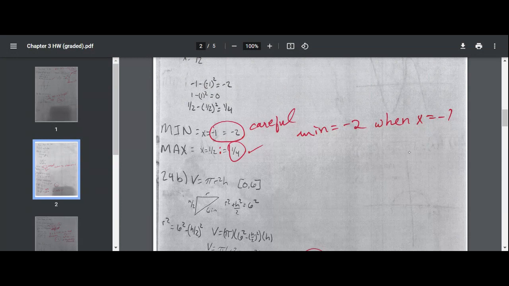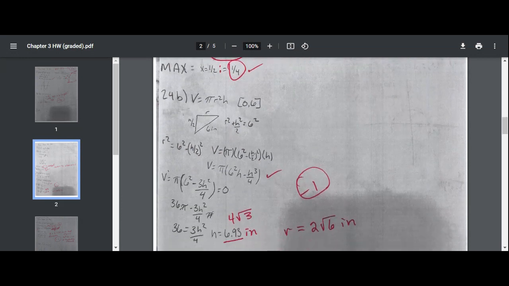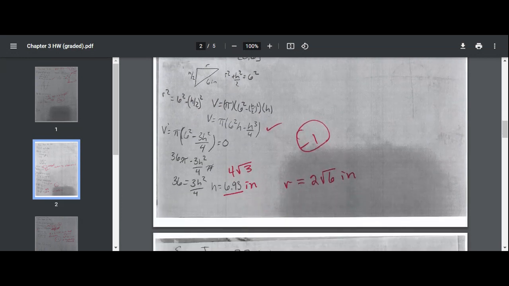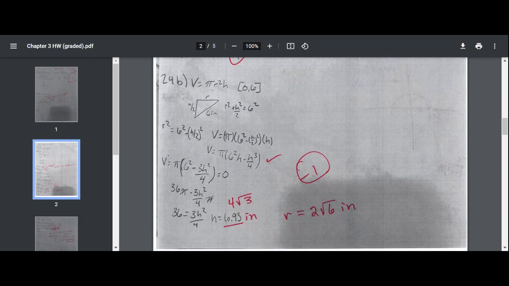If X is the number of rackets, of course you can't have a negative number here, but you know what I mean? So just answer your question on that. Gotcha. Here you were fine. This is approximate. Keep it exact if you can, but then the question on 24B was, what are the dimensions?